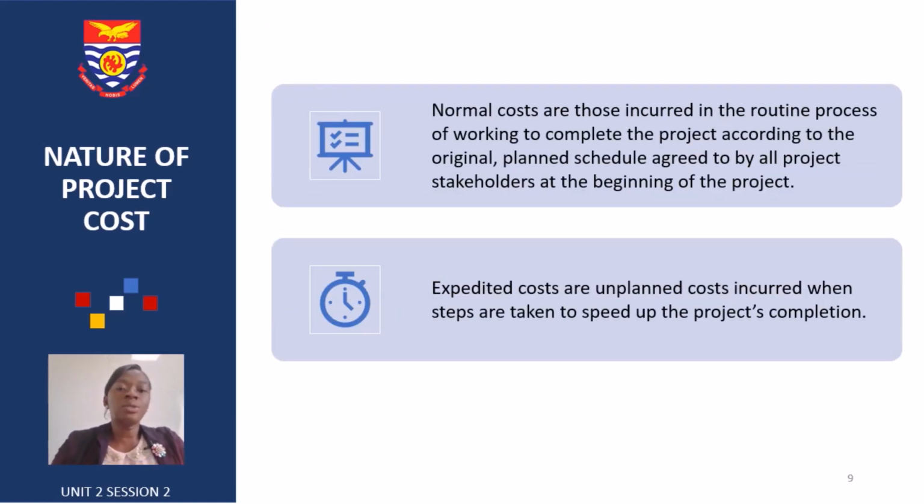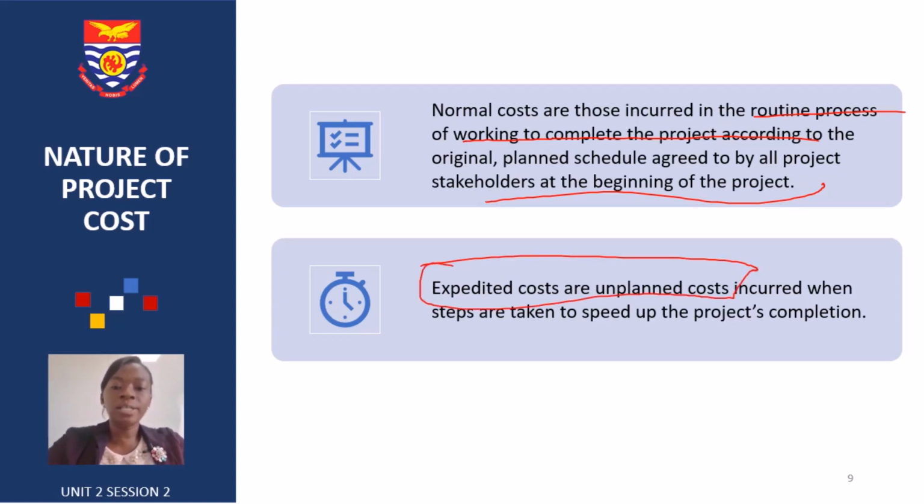normal costs. Normal costs are those costs which are incurred in the routine processes of working to complete the task according to the original planned schedule agreed to by the project stakeholders at the beginning of the project. Some of them are costs we've already foreseen and we know we need them for the day-to-day running of the project for us to be able to succeed. And so we have the normal cost and we have the expedited cost, which is actually unplanned cost. These we didn't budget for, we didn't plan for, and usually they are incurred when steps are taken to speed up the project upon completion.